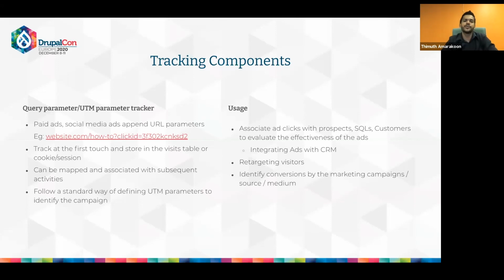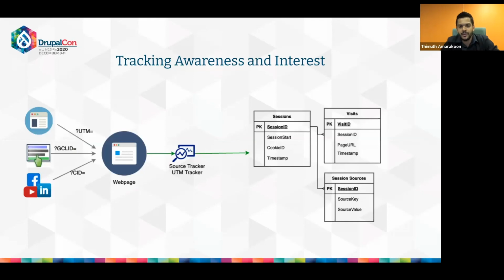And again, you can use these type of values to retarget your visitors. Like if you want to retarget the visitors who have just visited your page without doing anything, you can collect the GCLIDs and schedule a retargeting campaign. And using the UTM parameters, you can measure your marketing campaigns and the sources which are working for you and the mediums as well. So here's just an example how we are using it.